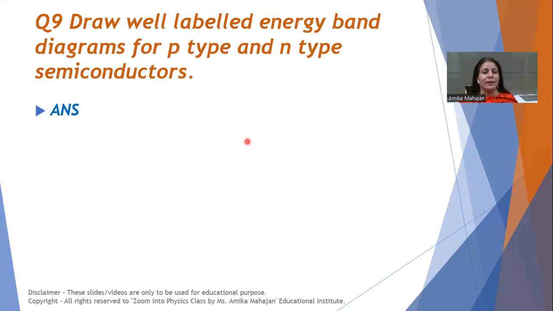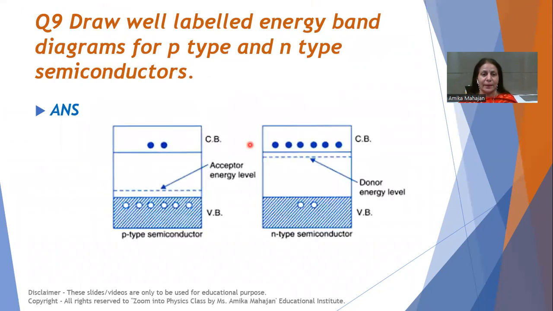Draw well-labeled energy band diagrams for P and N type semiconductor. Now in semiconductors like germanium and silicon, forbidden energy gap is present between this valence band and conduction band. This energy gap is not so much. It is less than 3 electron volts. So charge carriers are easily available in conduction band on thermal agitation. Now, because charge concentration is less in pure semiconductor, those semiconductors are doped. Means some impurity atoms are added from outside.